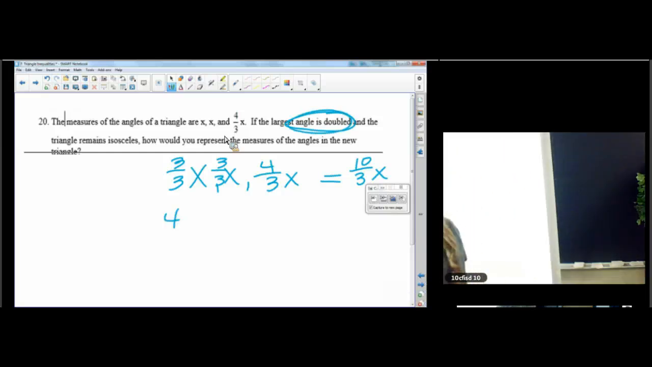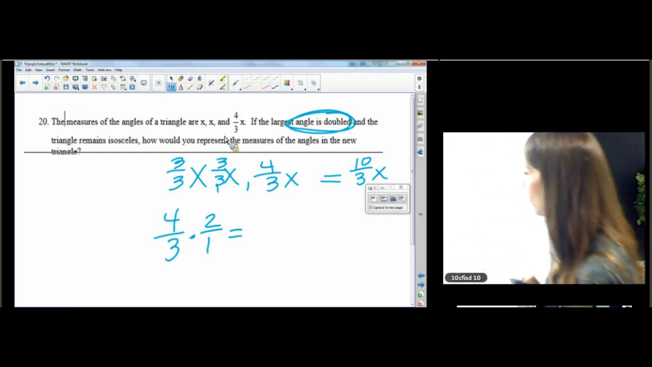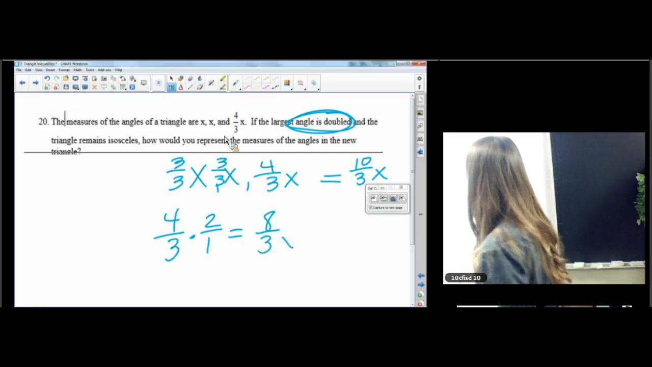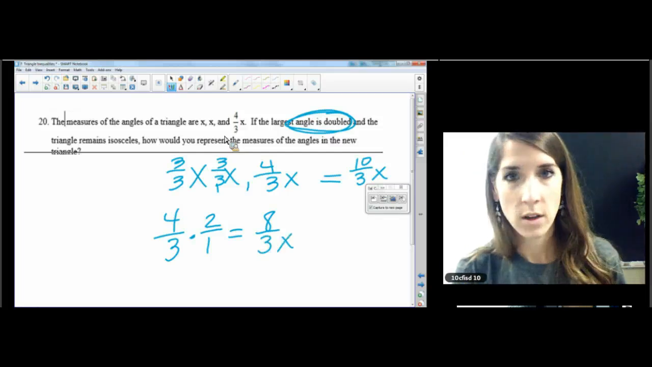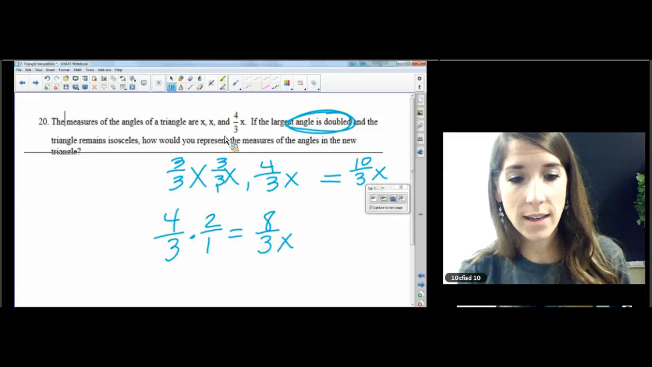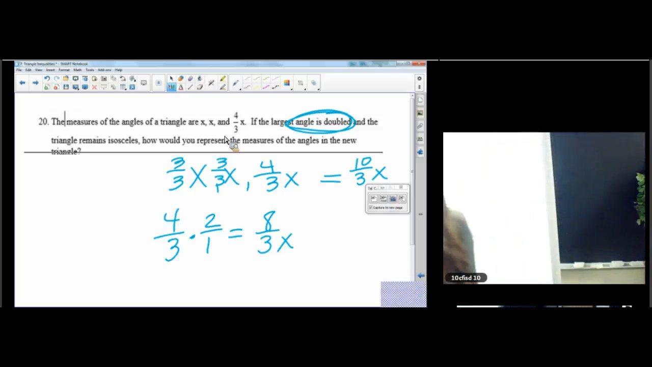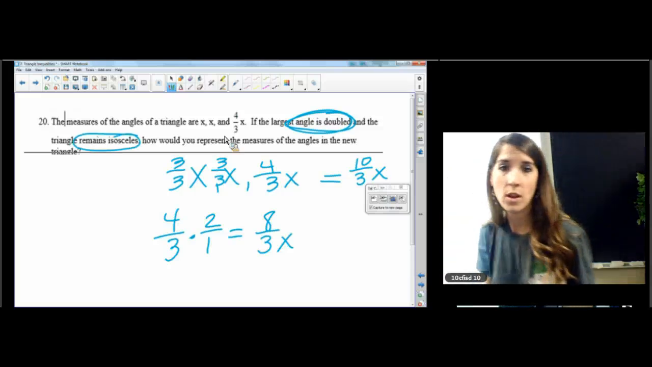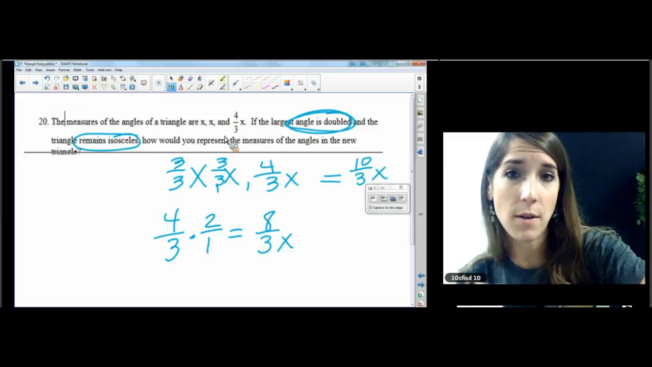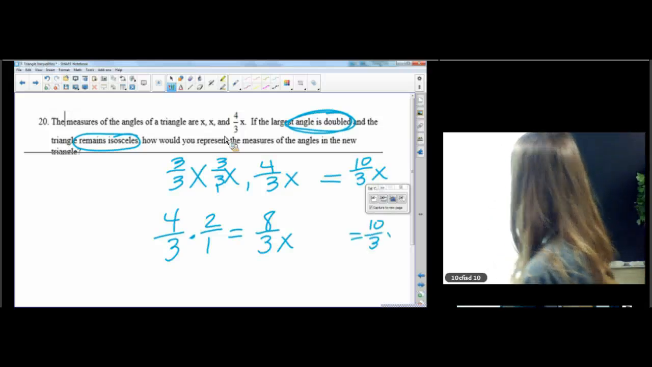The largest angle is doubled. So 4/3 times 2. The largest angle is now 8/3. Now, I still want my angles to add up to 10/3 because I need to remain isosceles again. So remember, if I do something to one angle, I have to undo it to the other two angles. So if my triangle is still isosceles, it still has to equal 10/3.